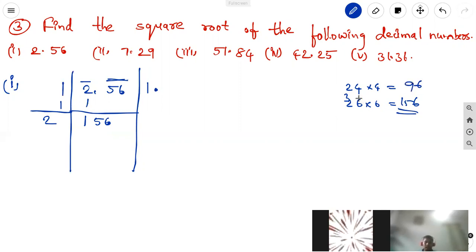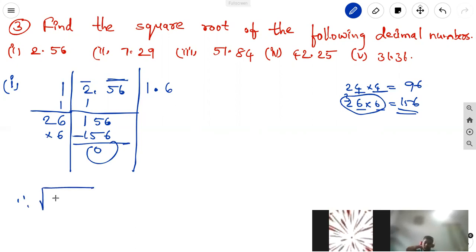So which one is suitable? You choose either 4, 4 4s are 16, or 6, 6 6s are 36. So 26 into 6 is 156. You keep 6 here in the quotient, then it becomes 156. Getting remainder 0. Therefore, the square root of 2.56 is equal to 1.6.